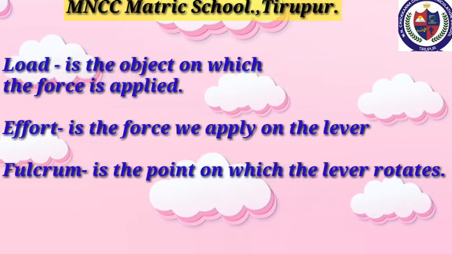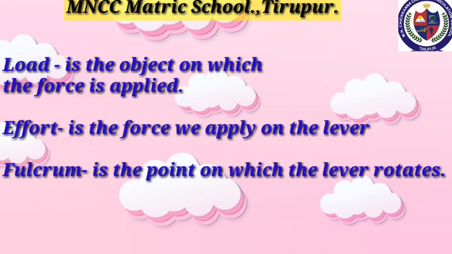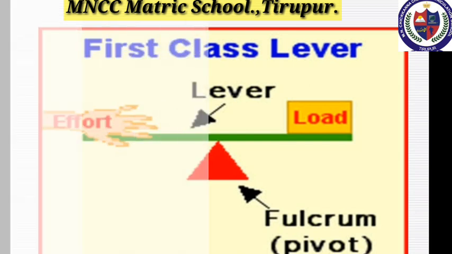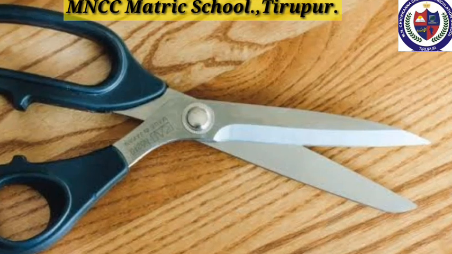Lever is classified into 3 types according to where the load and effort are located with respect to the fulcrum. Number 1, class 1 lever. When the fulcrum is between the effort and the load, it is known as class 1 lever. For example, scissors, pliers.